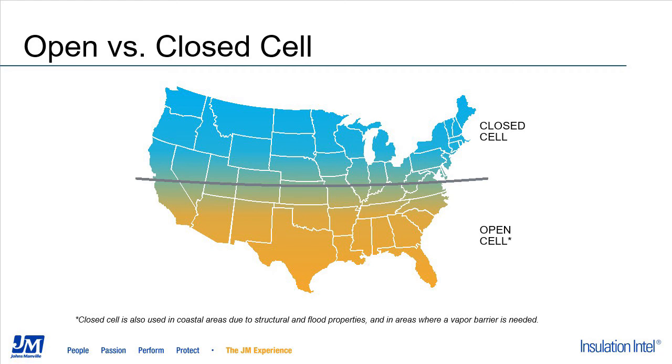Now let's take another extreme. In Minnesota, for example, the winter temperatures can get as low as negative 15 degrees Fahrenheit. Negative 15 compared to 75, that's a 90 degree Fahrenheit temperature difference that needs to be covered in order to keep the internal home temperature consistent and comfortable. The high R value of closed cell products will help achieve this thermal resistance in order to meet the extreme temperature gradient between the inside and outside of a building. Additionally, closed cell is also used in coastal areas due to the structural and flood properties of the product, and in any area where a vapor barrier is required.